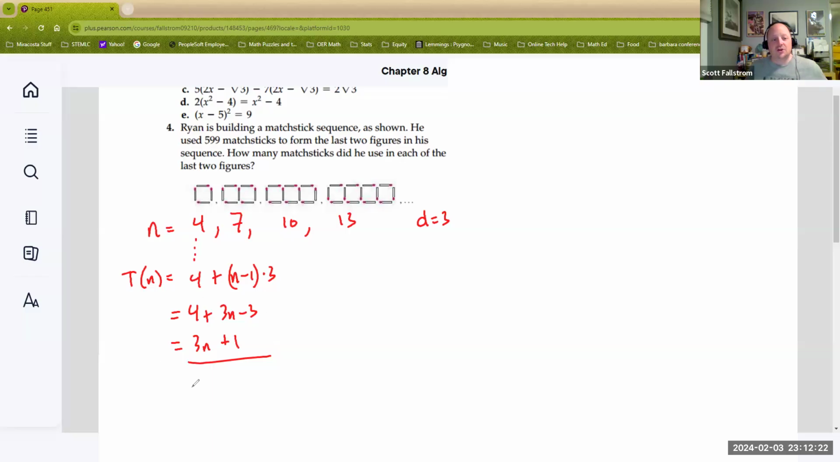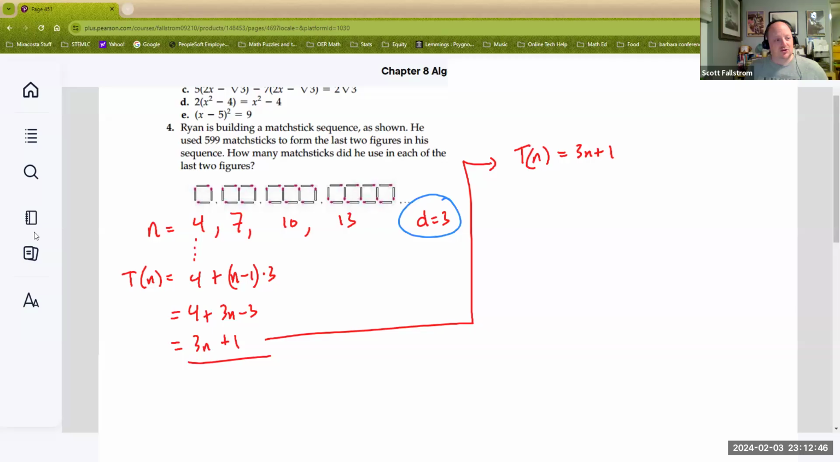Got it? So this is one term in the sequence. That's the nth term, 3n plus 3. Oh, plus 1. Now think about it. What's the next term after that? Well, with a common difference of 3, I just add 3. So my n plus 1 term is 3n plus 4, because I'd add 3 and bring me up here.